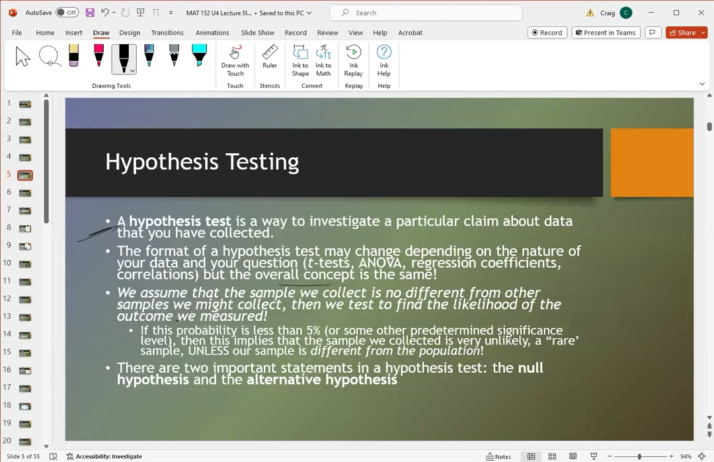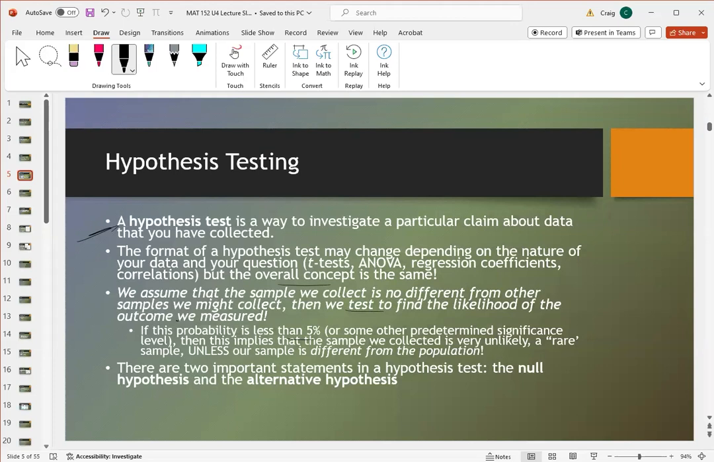You're going to collect a sample, and you're going to assume that that sample is no different from any other sample that you might collect. Then you're going to test to find out how likely it is that you chose that sample. If the probability of that sample happens less than 5% of the time, or if it's a rare event, then either you just randomly chose the rare sample, which is possible, or maybe there's something different about that sample.